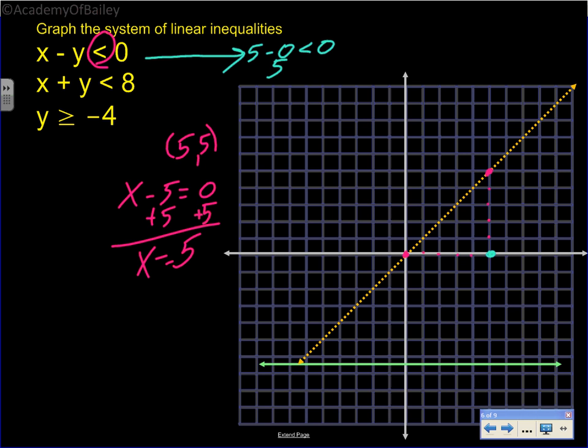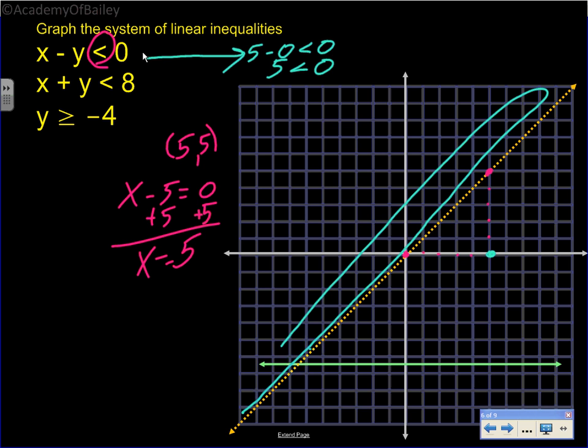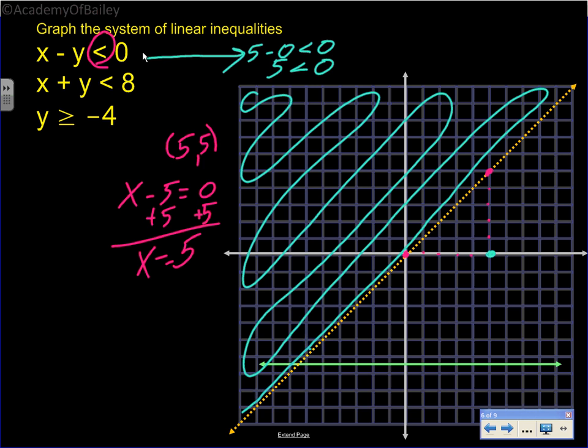5 minus 0 is 5. So is 5 less than 0? 5 is not less than 0. So that test point, 5, 0, is not a solution. So you cannot have that as an answer. So it's everything on the other side of that line. Like an upside down tornado, right?